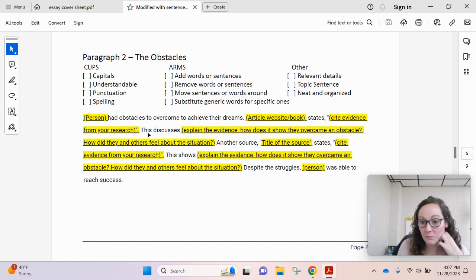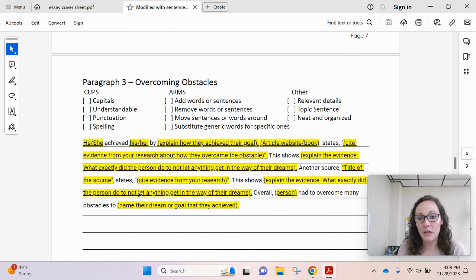Now you have to explain it because we're writing in ACES. This discusses, and then you need to explain your evidence that you just wrote here. How does it show they overcame the obstacle? How did they and others feel about the situation? Another source, this is where you have another website, another book, another article, another author's name, states, citing the evidence again. This shows, explain your evidence again. Despite the struggles, your person was able to reach success.